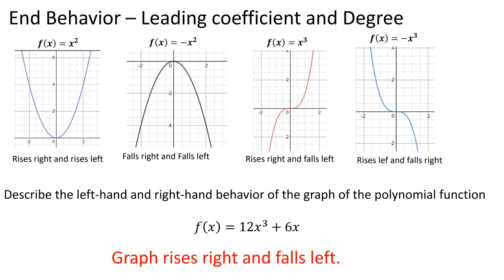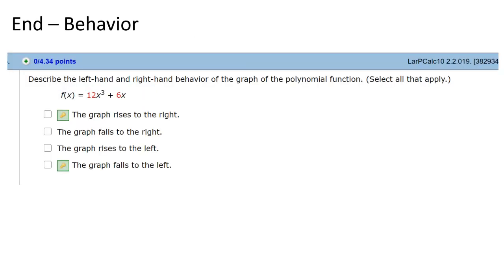So when I come to my multiple choice, I'm going to answer those two characteristics of this graph. The graph rises to the right and the graph falls to the left. And the computer likes to rearrange these and move them around for you to make sure that you understand what the behavior is.